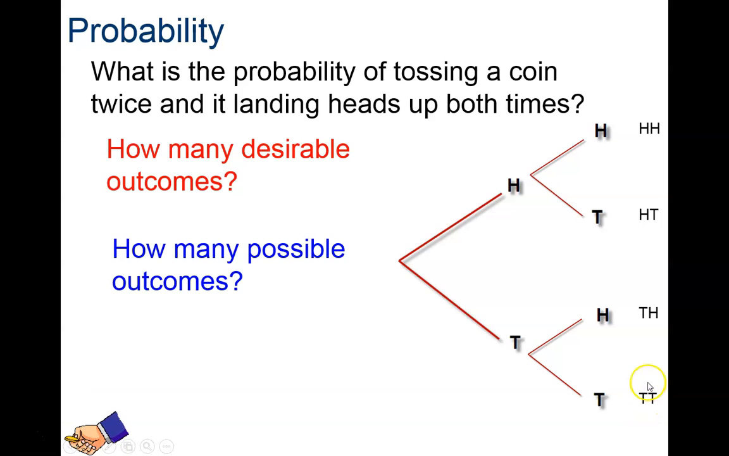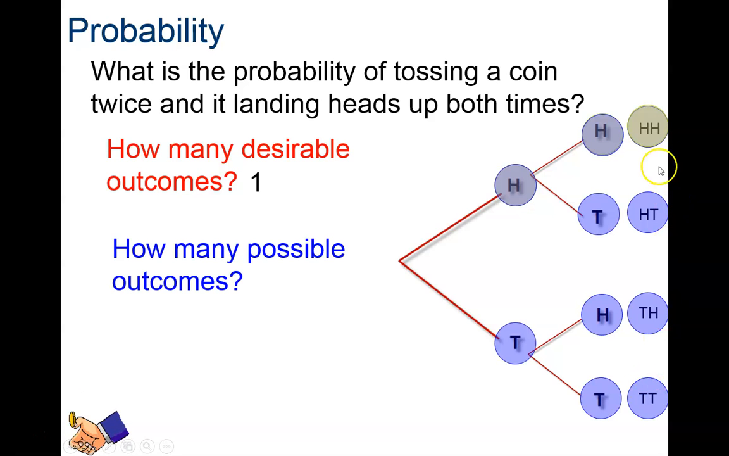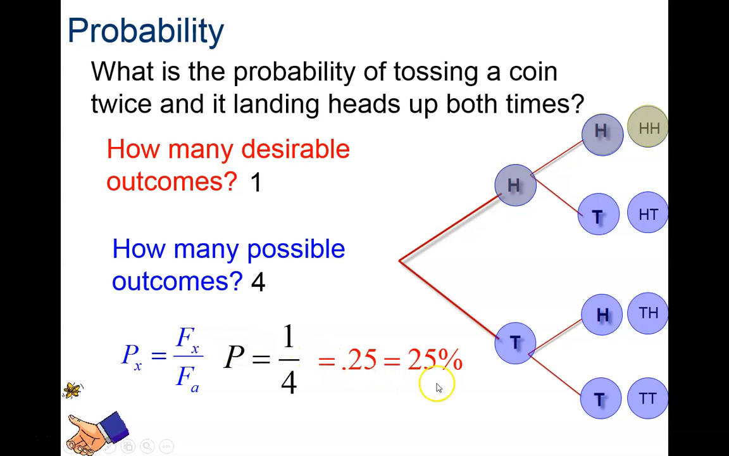How many desirable outcomes are there? Well, there's only one outcome where it lands on heads both times, and that's this one right here. How many total outcomes are possible? Well, there's 4 total possible, all 4 of these: 1, 2, 3, 4. So our relative frequency or our probability is 1 out of 4, or 0.25, or 25%.